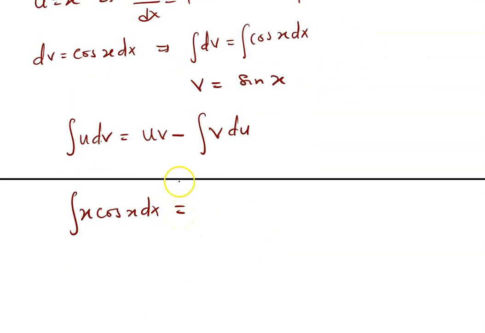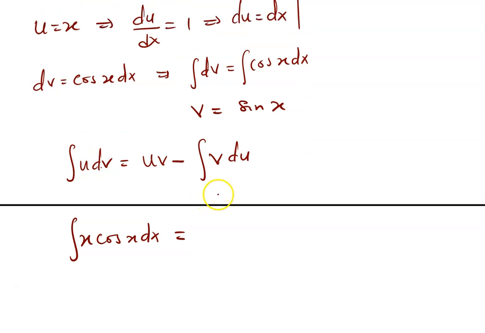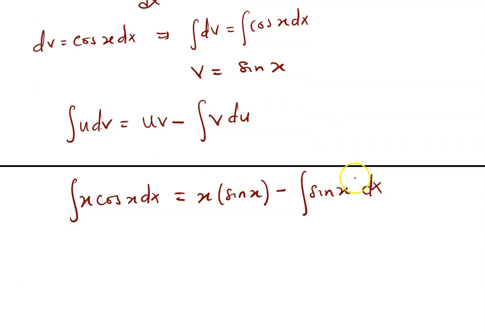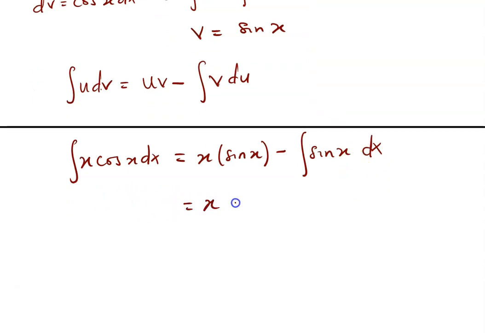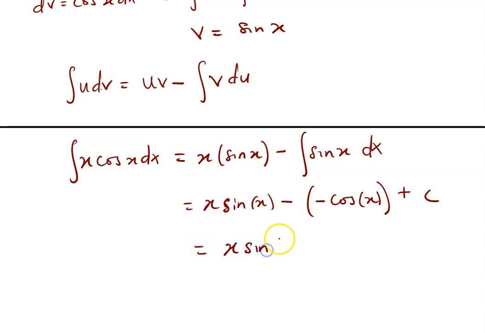So it's equal to, what is u? u is x. And v is sine x, right? Then we have minus the integration of sine x, and du is simply dx, so you just write the dx. And what do we have here? You are going to get x sine x minus, in brackets, if I integrate sine x, I'm going to get minus cos x, right? Then I'll have my plus c. So at the end of it all, I'm going to get x sine x plus cos x, plus c as the final answer.